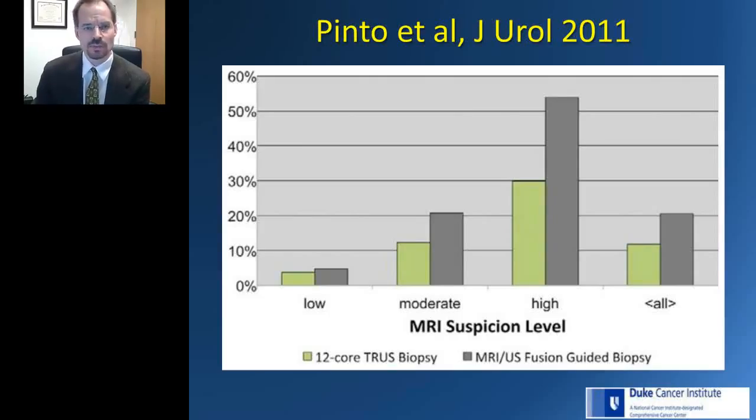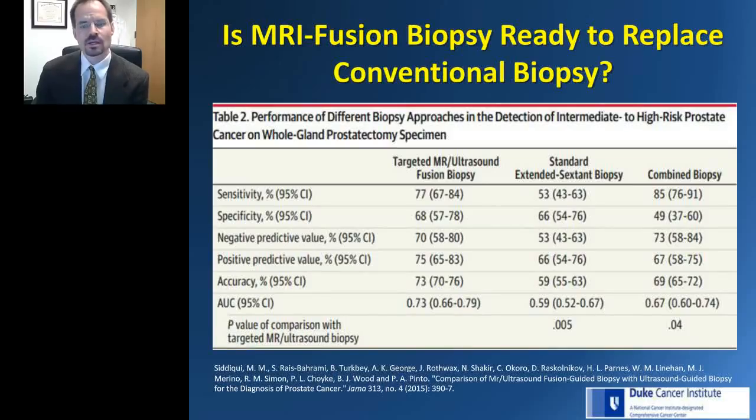This is work done by my colleague Dr. Peter Pinto at the NIH, where he compared the 12-core standard biopsy to the fusion biopsy. And he looked at the MRI level of suspicion. As you can see from the bar graph on the left, if there's a low level of suspicion, it doesn't really matter if you're using MRI fusion or not. However, when the suspicion level increases to moderate or even high level, the MRI fusion biopsy is much more sound and practical.